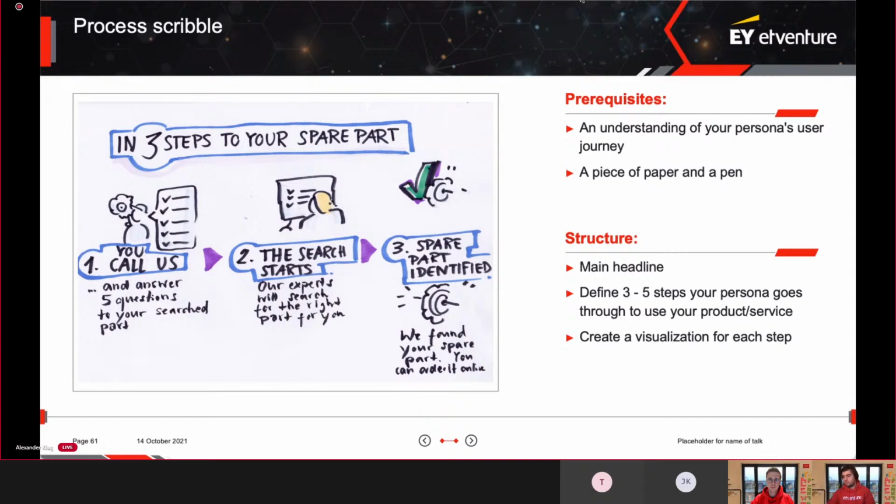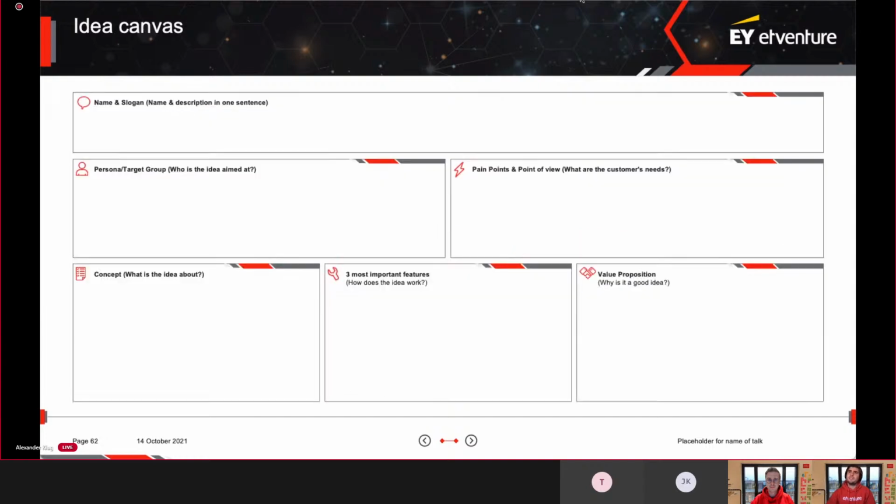This is not even any program thing, but it gives you a clue where you maybe iterate another step or bring a clearer explanation to that process. And by the end, then it comes to an idea canvas.